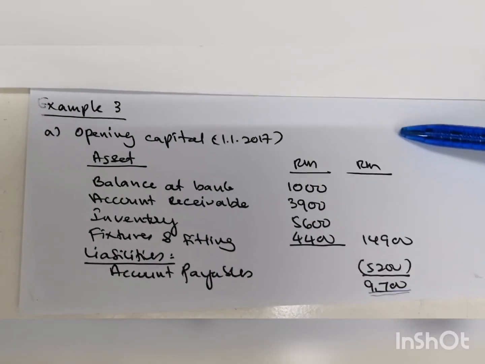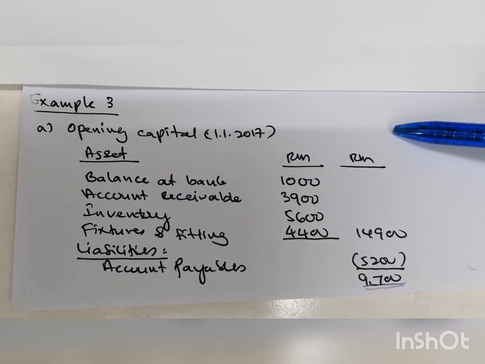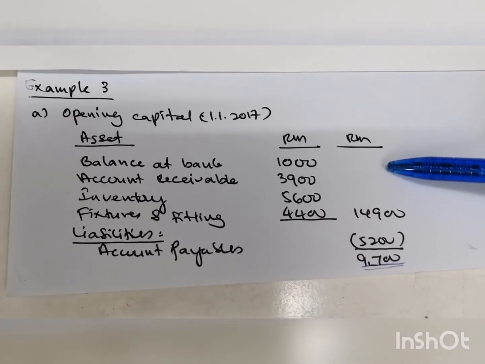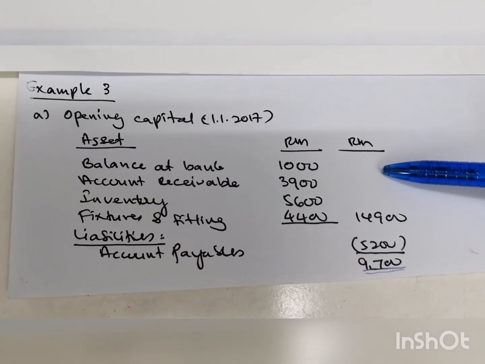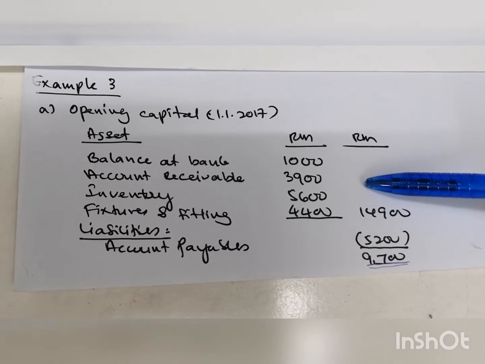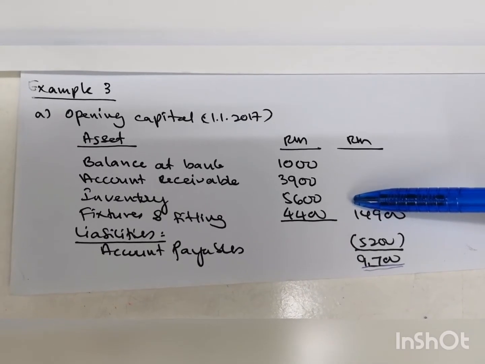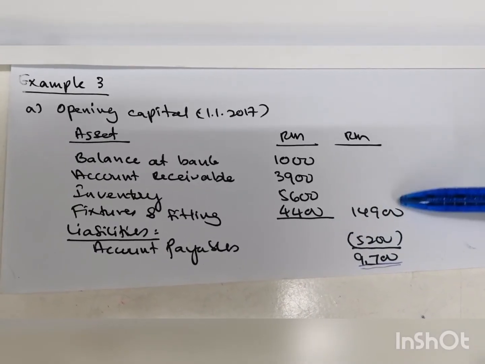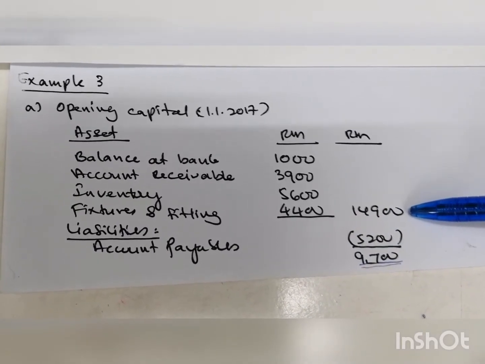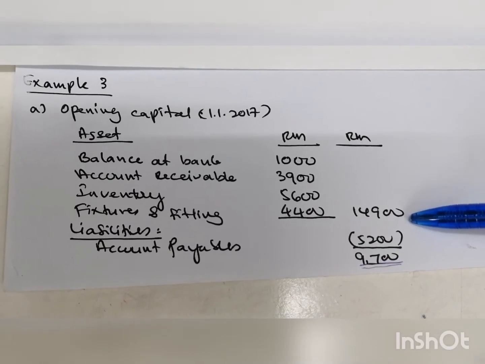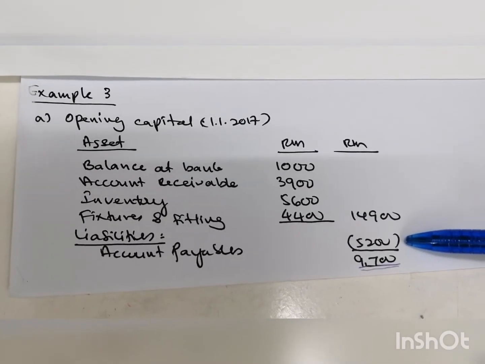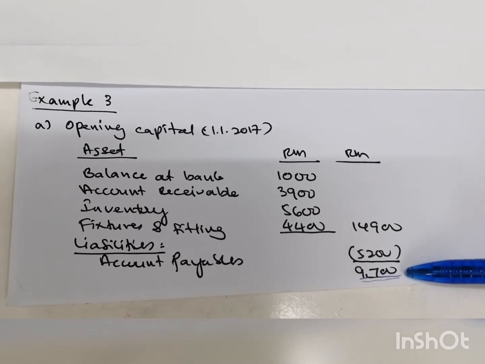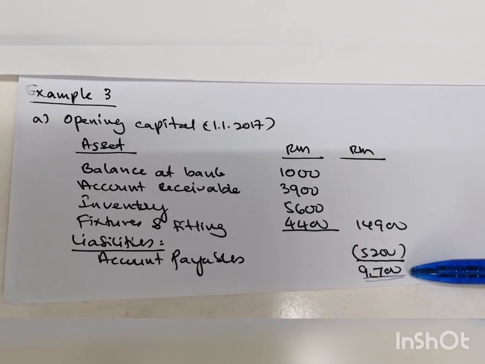A. To calculate the opening capital on 1st January 2017, this is what we are going to do. Our asset balances: bank is 1,000, account receivable 3,900, inventory 5,600, and fixtures and fittings 4,400. So your total will be 14,900. Then minus your liability, account payables 5,200. Therefore, your opening capital will be 9,700.